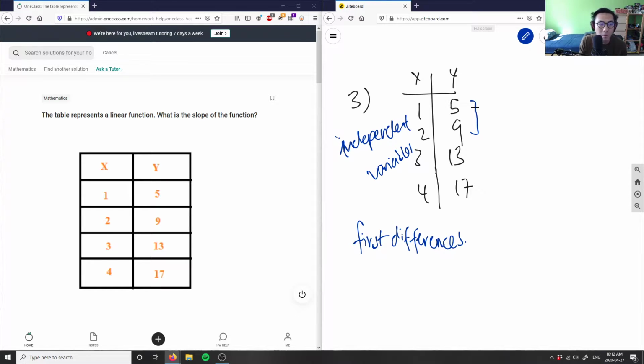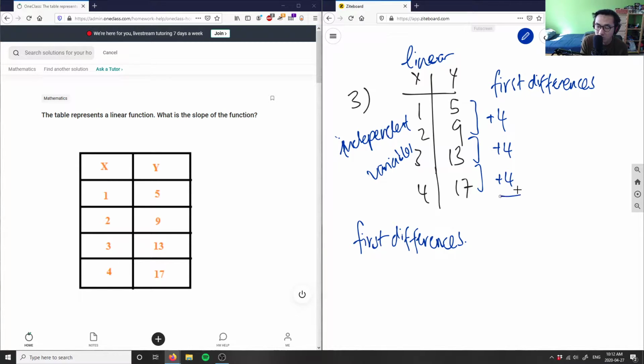But what I have here, my y, it says the table represents a linear function. So we already know it's linear, which is great. So how much is it increasing by? 5 and 9. So I'm doing 9 minus 5, which is positive 4. 13 minus 9 is positive 4. And 17 minus 13 is positive 4, right? Therefore, my first differences here are positive 4, which proves that this is linear, but it also proves my slope. My slope here is 4. It's increasing by 4 every single time.